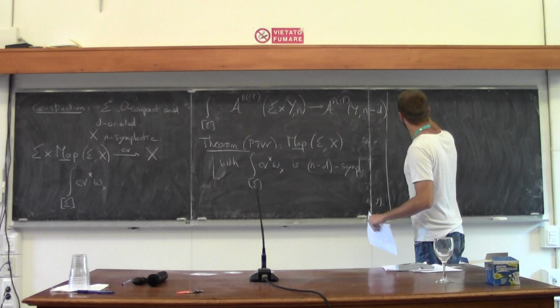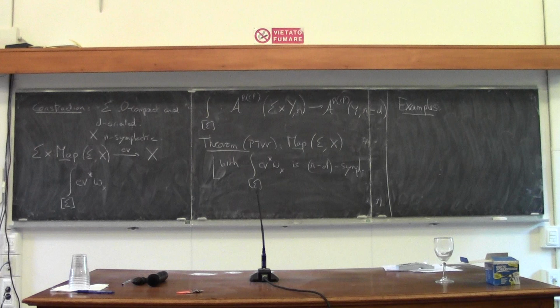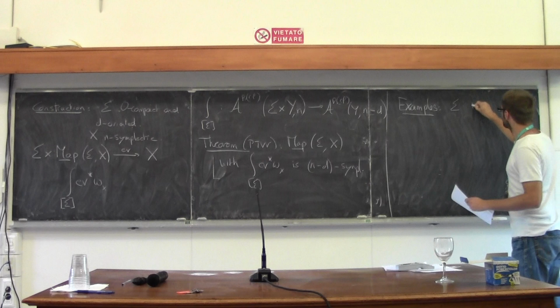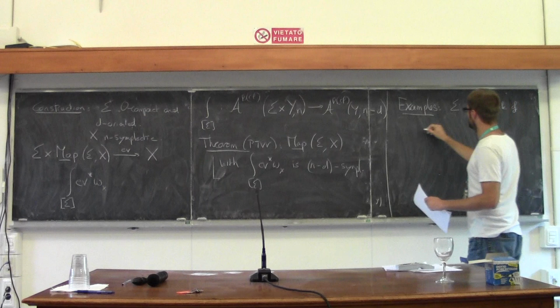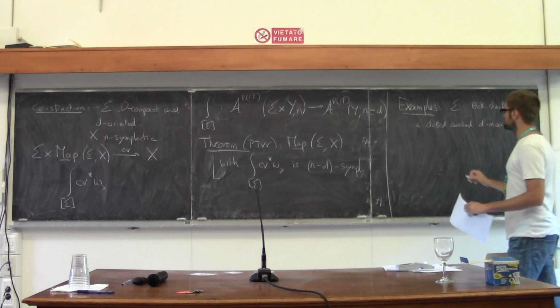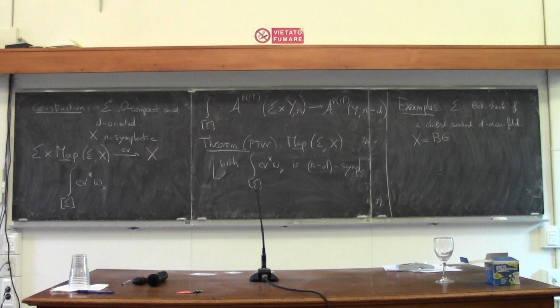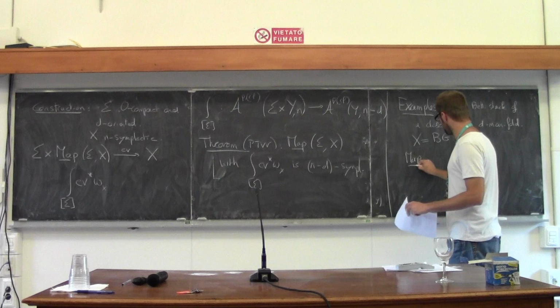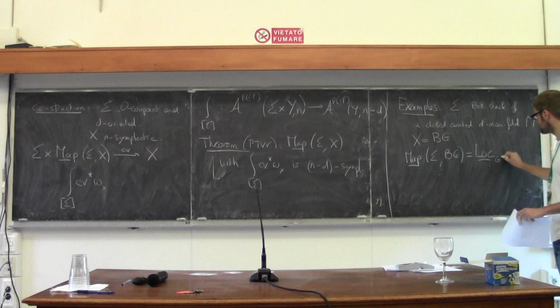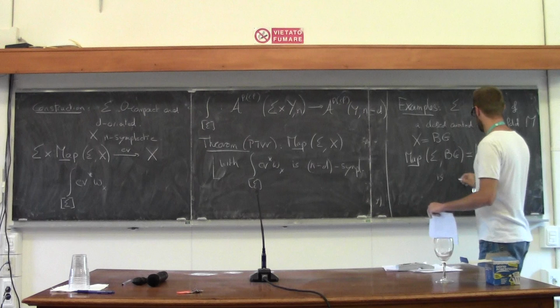Let me give a bunch of examples. Okay, so let's take sigma to be the Betti stack of a closed oriented d-manifold, let me give a name to this manifold, M, and let's take X being BG, which we know to be two-symplectic. Then the mapping stack from M to BG is the moduli stack of local systems on M, and this is d minus 2 symplectic.